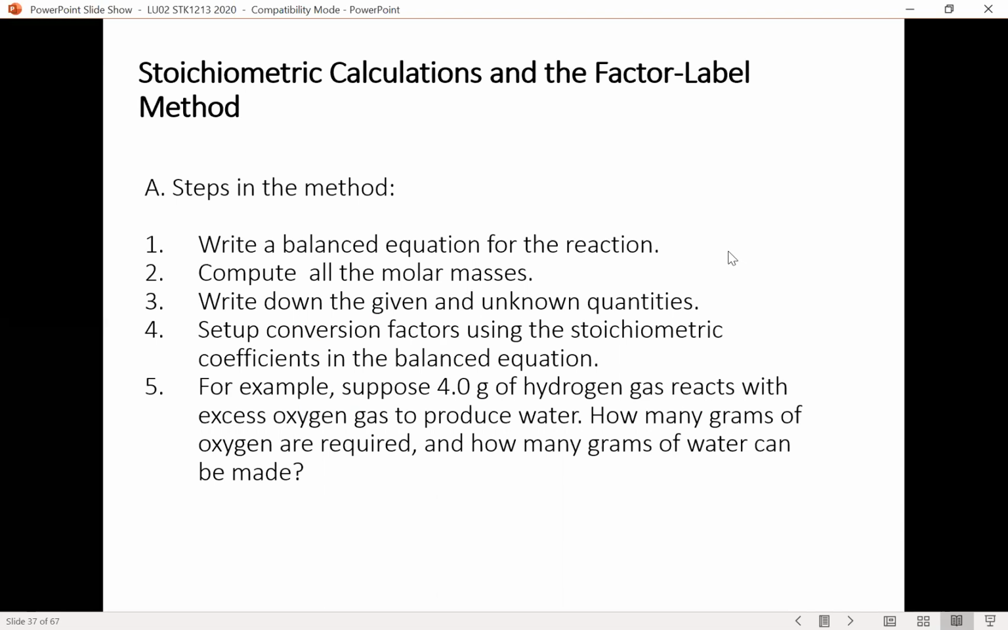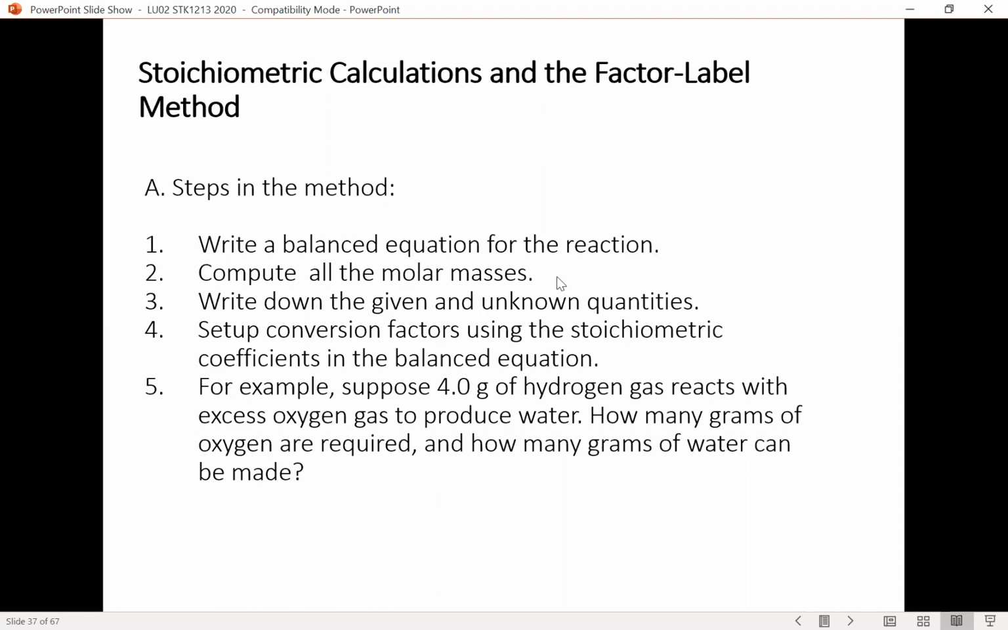Okay. The first step is for you to write a balanced equation for the reaction. Sometimes the question does not give you any chemical equation or any chemical reaction equation. But from the question itself, you have to derive the equation and then balance it. Okay, so make this the first thing you do whenever you get any stoichiometric problems, any analytical chemistry problems to be solved. First you write a balanced equation for the reaction involved.